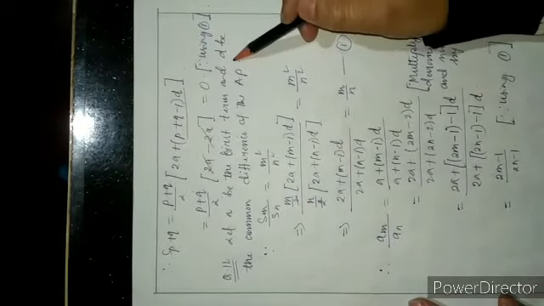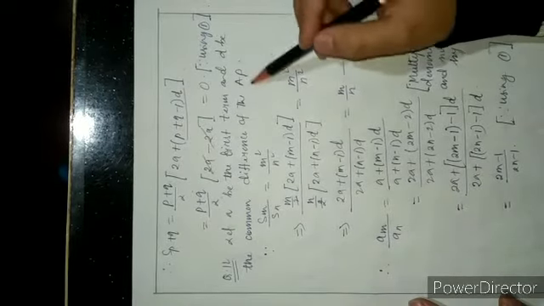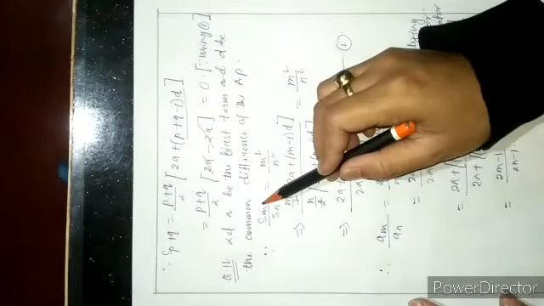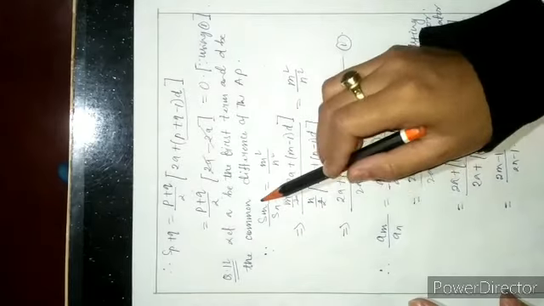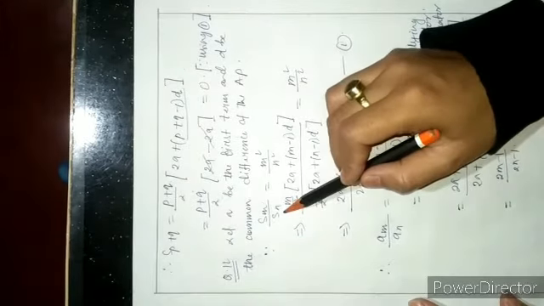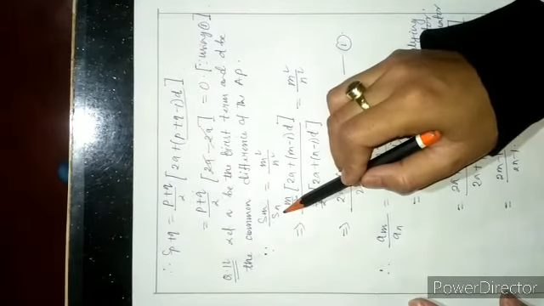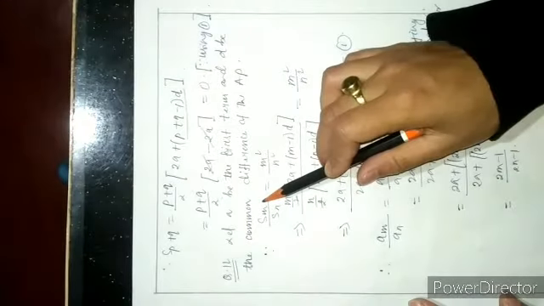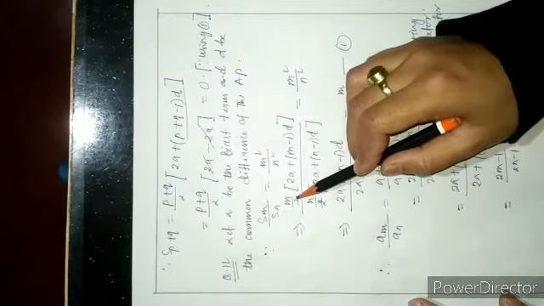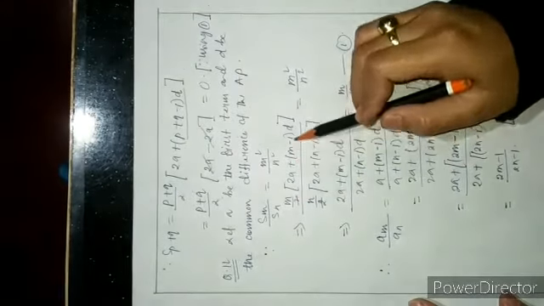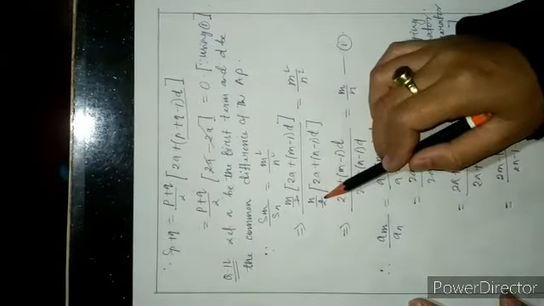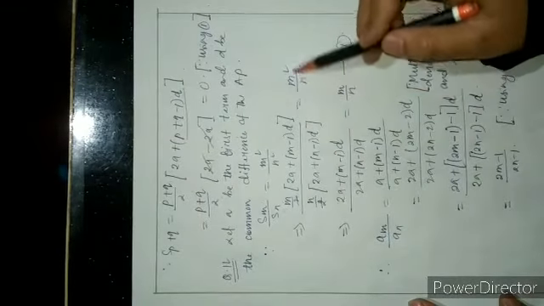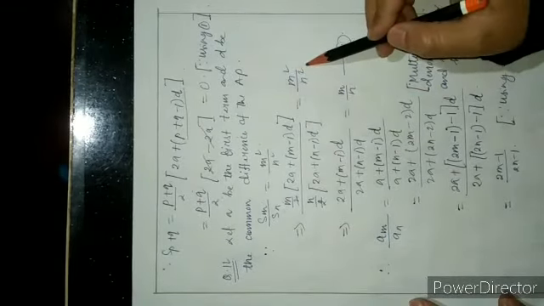Let A be the first term and D be the common difference of the AP. It is given that Sm divided by Sn, the sum of the first m terms divided by the sum of the first n terms, is equal to m square divided by n square. Then write the formula of Sm: m divided by 2 times of 2a plus m minus 1 d, divided by n by 2 times of 2a plus n minus 1 d, is equal to m square divided by n square.